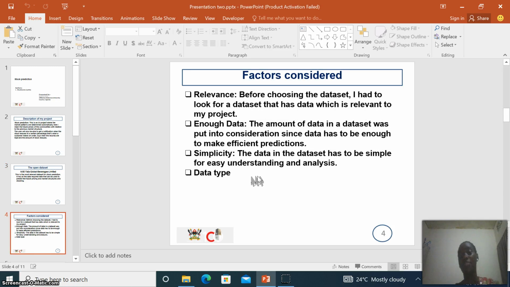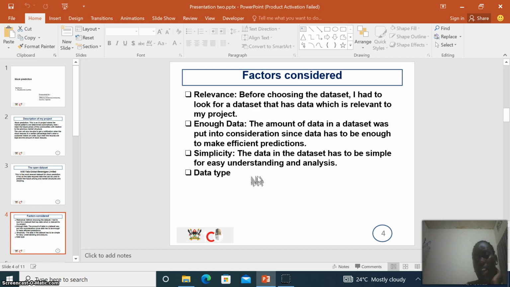Factors I considered before choosing the above data set. I was considering relevancy. Here I mean, before choosing the data set, I had to look for one that has data relevant to my project, that will be relevant to the model I'll be building. And I also considered enough data. There are some data sets that don't have enough data, so I had to look for a data set that has at least enough data to make efficient predictions, data that will help the model to make the best predictions.